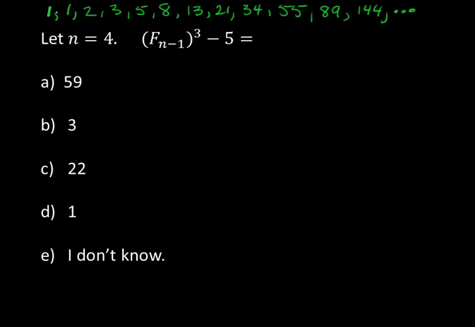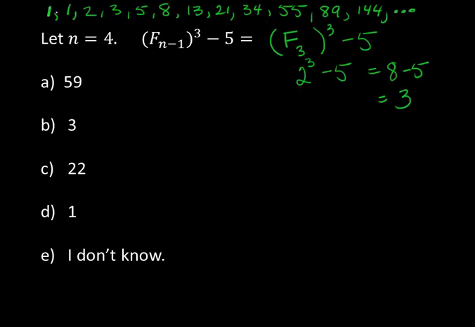Okay, so let's see if you got this one right. Here, n is 4. So the first thing I do is just plug in 4 for n. Replace n with 4 everywhere I see it. So I have f sub 4 minus 1. So that's f3 cubed minus 5. The 3rd Fibonacci is 2. So that's 2 cubed minus 5. 2 times 2 times 2 is 8. So this is 8 minus 5, or 3. So part B.